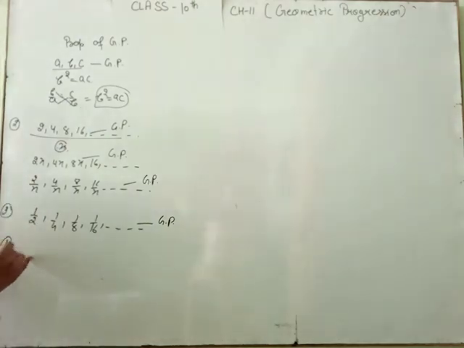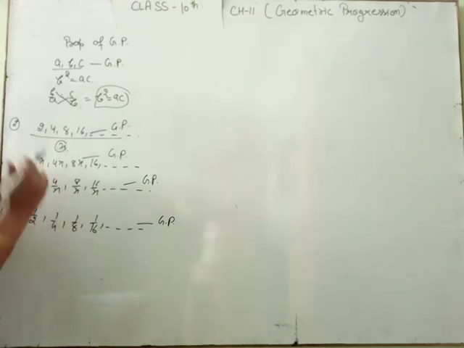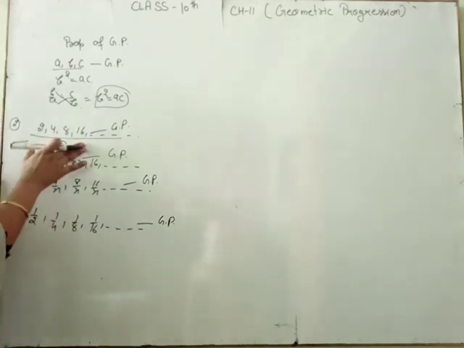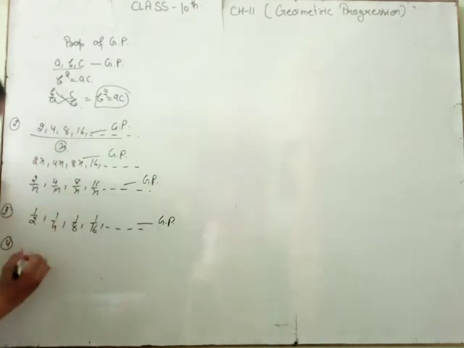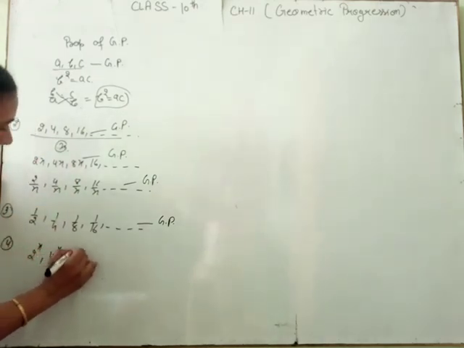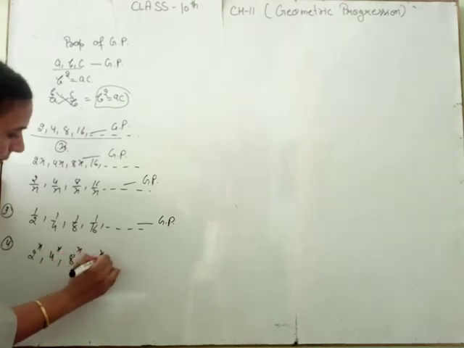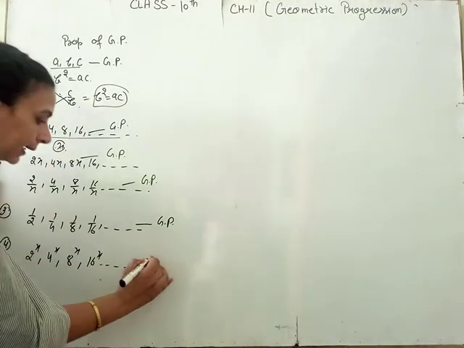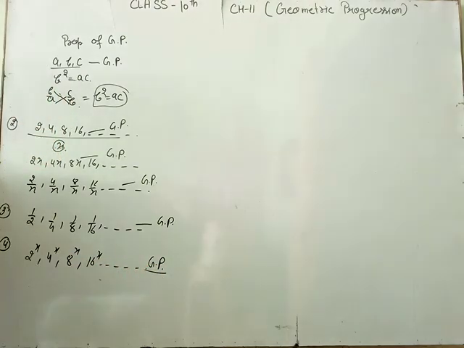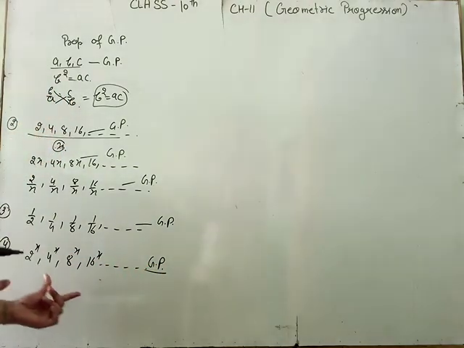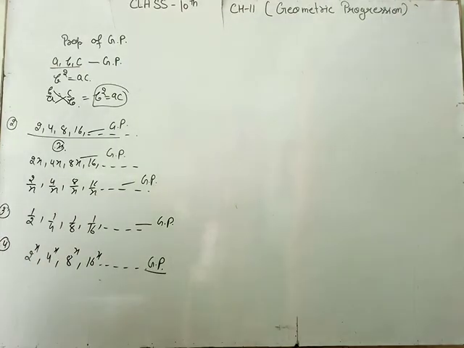Next is property number 4. If every term of a GP is raised to the same non-zero power, then the resulting sequence is also a GP. Let us raise every term of the GP to the power x: 2 raised to the power x, 4 raised to the power x, 8 raised to the power x, 16 raised to the power x, and this is also a GP.